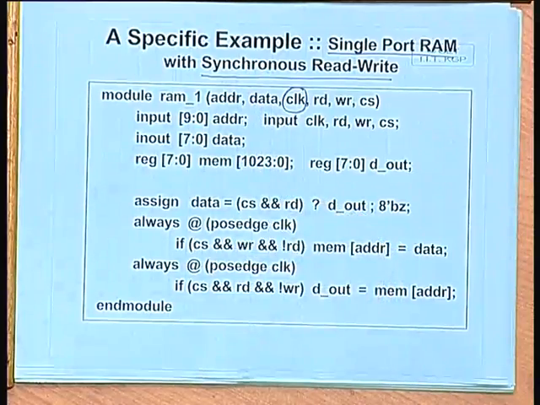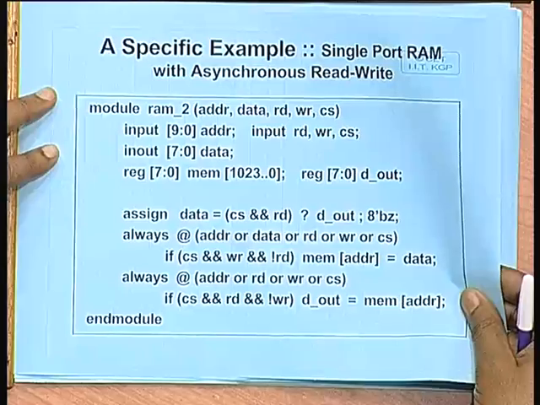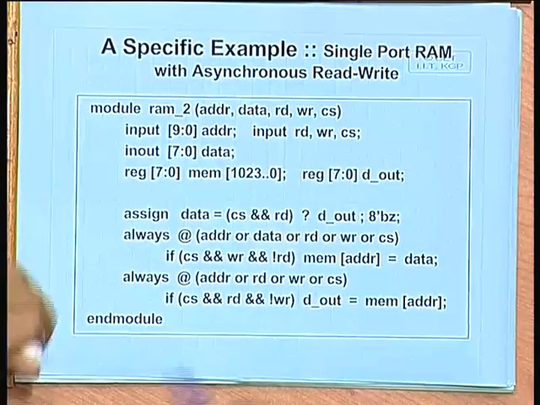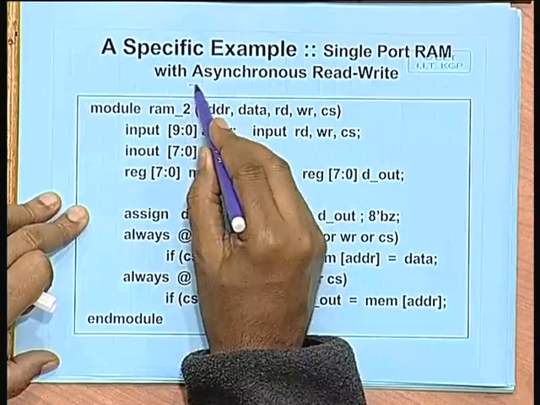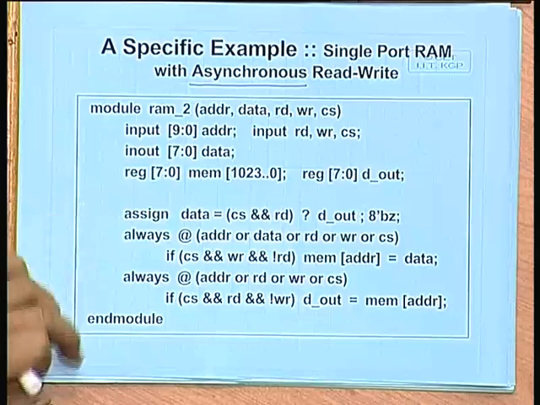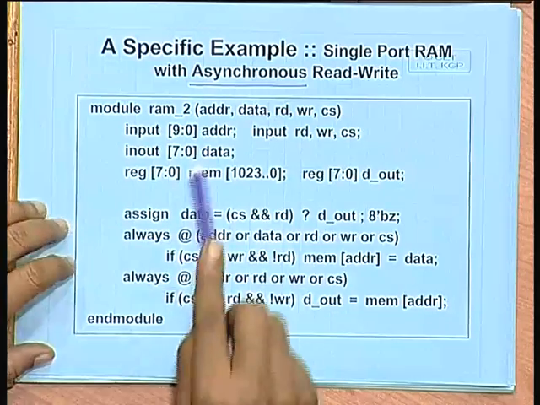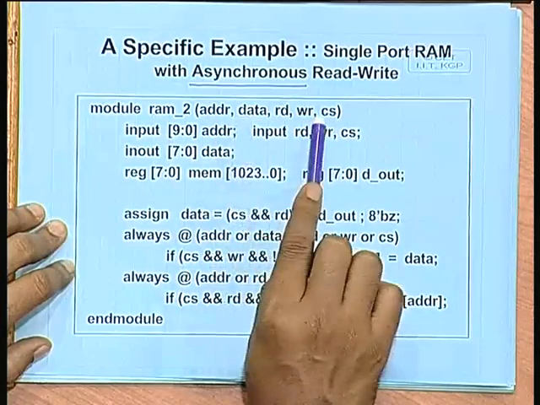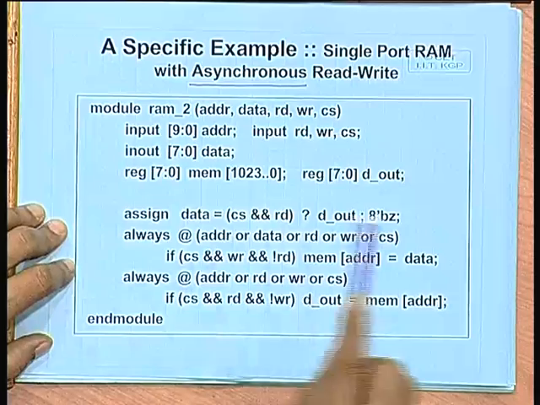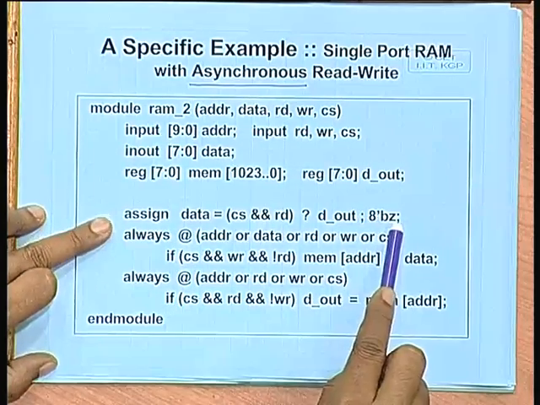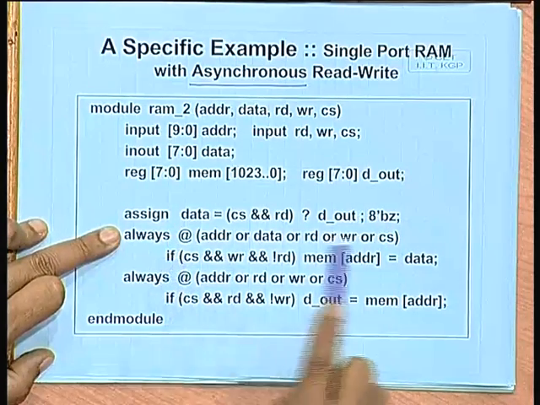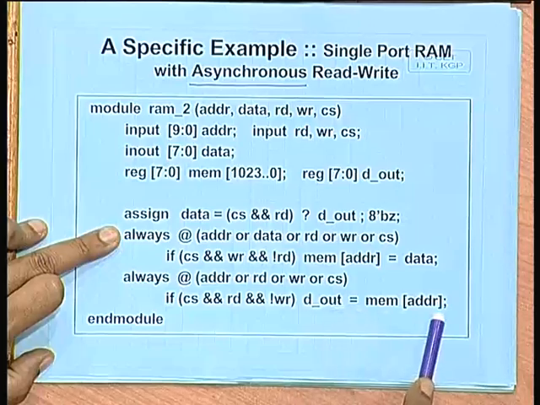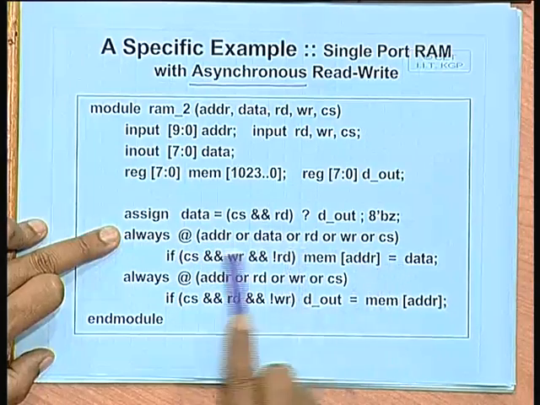And if you have asynchronous read write now, then you can make some small change to the design. This is the same memory module, but with asynchronous read and write. So, you observe the difference. Now, in the parameter you have no clock, only read, write, chip select. This assign is as usual the same. This always block, the body of the block is the same, but the triggering condition is different.